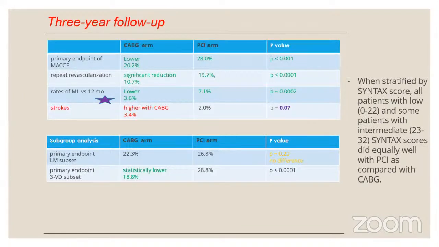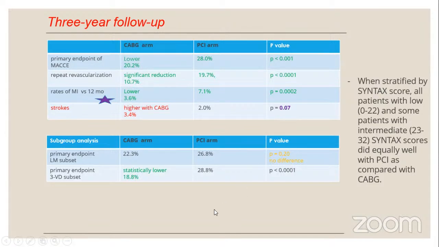Here is the follow-up after 3 years. We had almost similar findings. The overall rate of MACE, again, was lower in patients in the CABG arm. The repeat revascularization was, again, lower in the CABG patients. However, the difference was in the rate of myocardial infarction. At the 12-month interval, there was no significant difference between PCI and CABG patients in myocardial infarction. Here, after 3 years of follow-up, the rate of myocardial infarction was higher in the PCI group. The stroke rate was increased significantly in the CABG group at the 12-month interval. After 3 years, the rate was still higher, but it wasn't statistically significant.